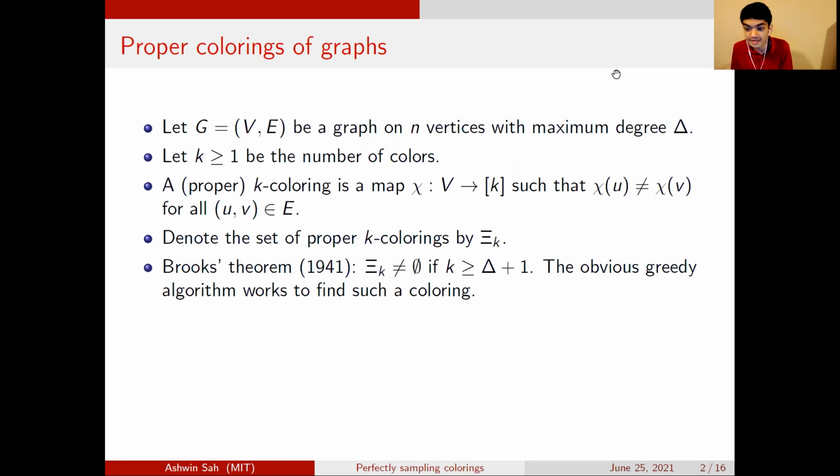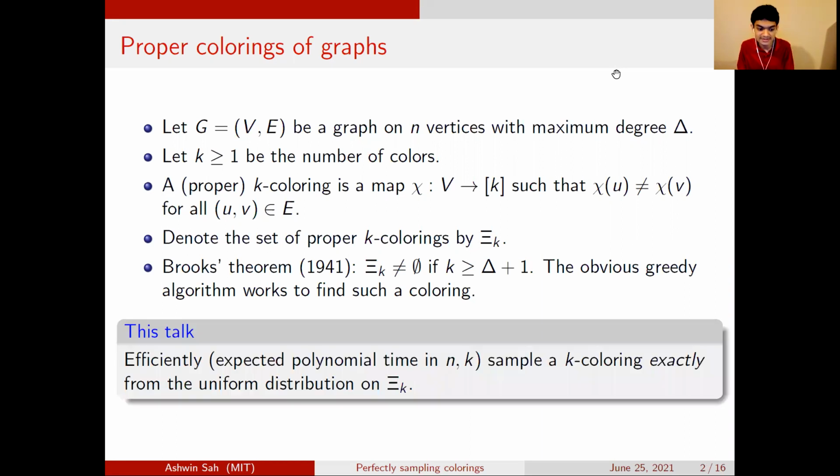It's a well-known theorem that if k is at least the max degree plus 1, then we have a proper coloring. This is Brooks's theorem. And the obvious greedy algorithm works to find such a coloring. In this talk, we're going to talk about efficiently, that is expected polynomial time in n and k, sampling k colorings exactly from the uniform distribution on psi sub k. This is a bit different from approximate sampling, which we will also discuss in some amount of detail.